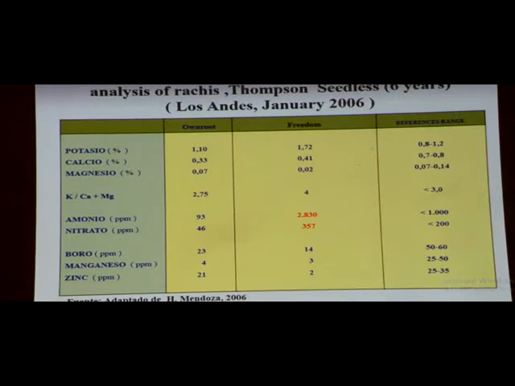More analysis. A lot of this is analysis of rachis during harvest. A lot of ammonium and nitrate. This is the reference we need to get. And look at the potassium, calcium plus magnesium. We need to get under 3, and in Freedom we have more. So fertilizer management needs to be more fine.